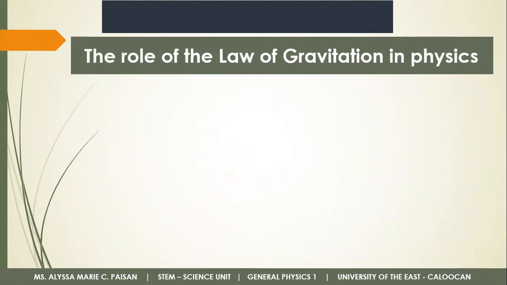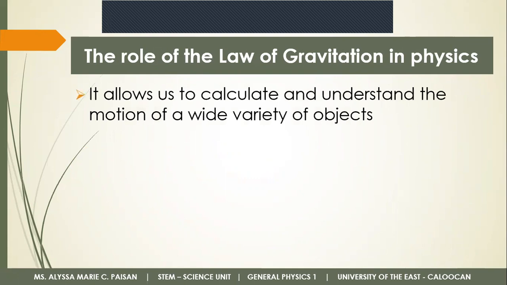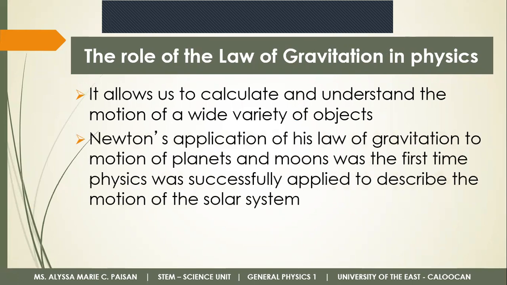Ayan. So what's the role of the law of gravitation in physics? It allows us to calculate and understand the motion of a wide variety of objects, not just objects here on Earth, but also objects outside the Earth. Newton's application of his law of gravitation to the motion of planets and moons was the first time physics was successfully applied to describe the motion of the solar system.